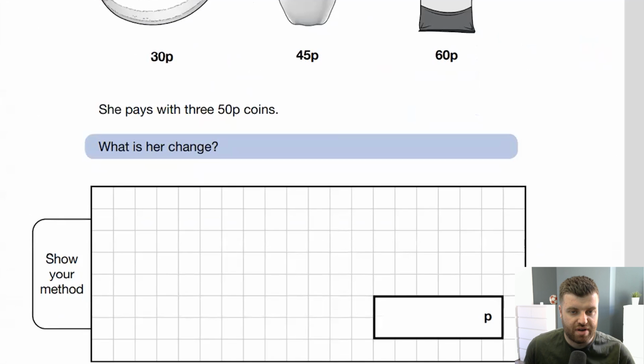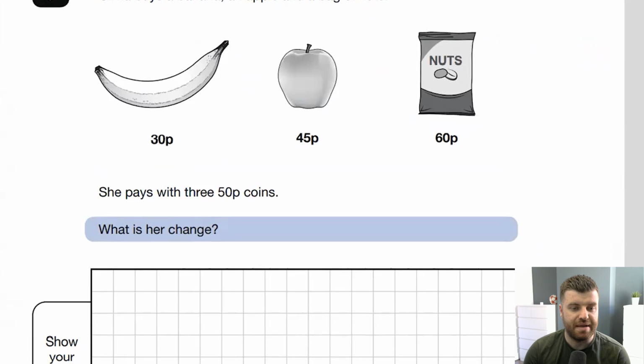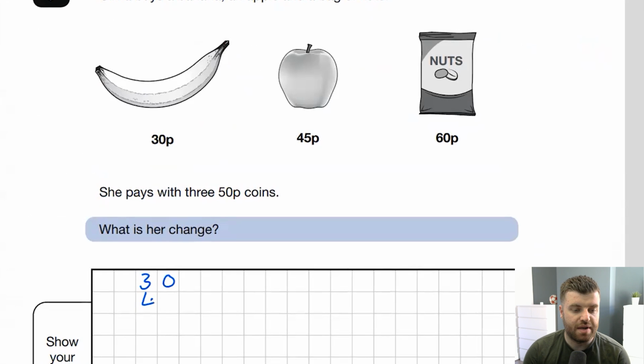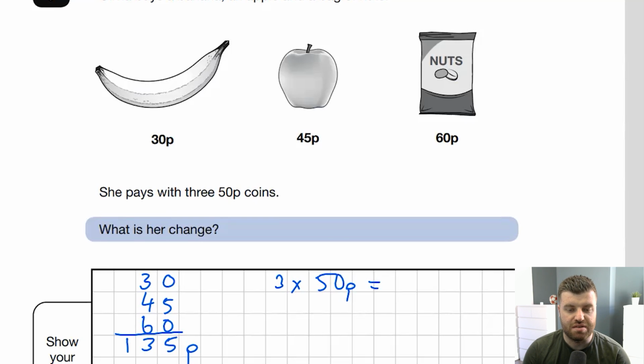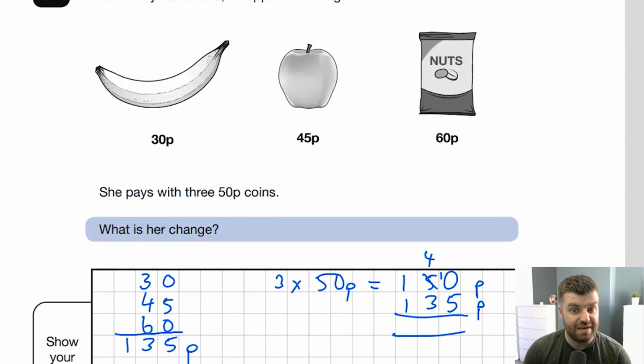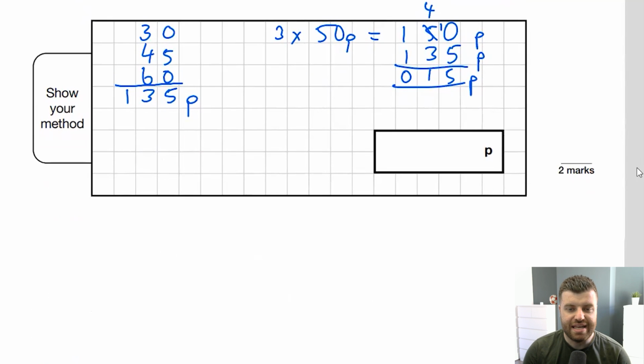Question 3. Olivia buys a banana, an apple, and a bag of nuts. There they are. And that's the price underneath as well. She pays with 3 50p coins. What is her change? Well, firstly, let's figure out how much her shopping cost in total. 30 for the banana, 45 for the apple, and 60 for the bag of nuts. Add up the ones, we get 5. Add up the 10s. 6 plus 4 is 10, so that's nice and simple. 135 pence. Now, she pays with 3 50p coins. 3 times 5 is 15, so 3 times 50 is 150 pence. Take away the shopping, which was 135 pence, leaves her with, if we just do some exchanging to make sure, 15 pence left over. The answer to this question is 15p.